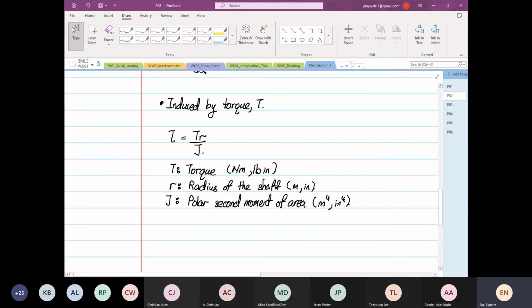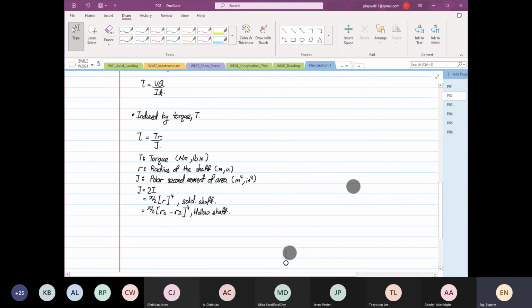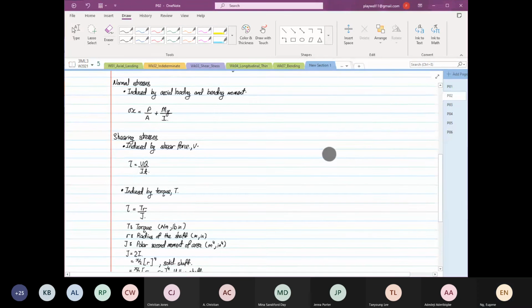So where J, I'll write down the formula for you guys. Okay, J, you will need this to apply. J is equal to I. Okay, and J is equal to pi over 2 bracket radius to power 4. Okay, so this is for solid, and for hollow, radius on the outside minus radius on the inside, power 4. This is for hollow shell. Okay, so all these formula except the last one, you have seen it before.